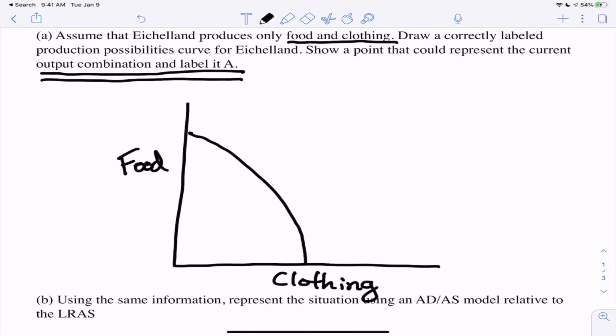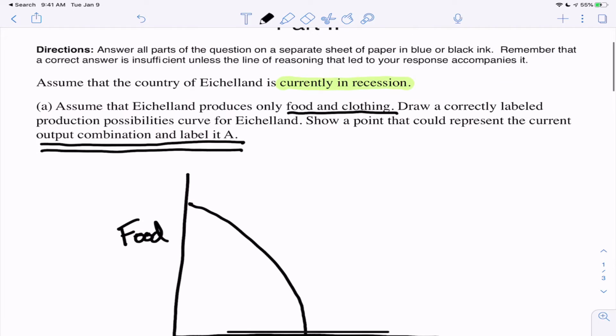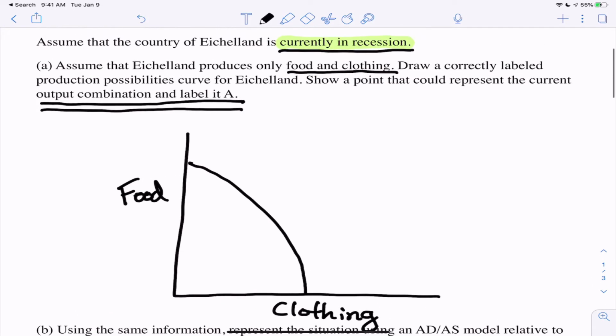Now I can't put A anywhere I want. I have to put A in a position that would indicate that the country is currently in recession. And if a country is in recession, that means they are producing below their full employment output. And that means that they have to be producing somewhere inside the PPF curve. They are not using all of their resources efficiently because they are in a recession. So that's what that should look like.